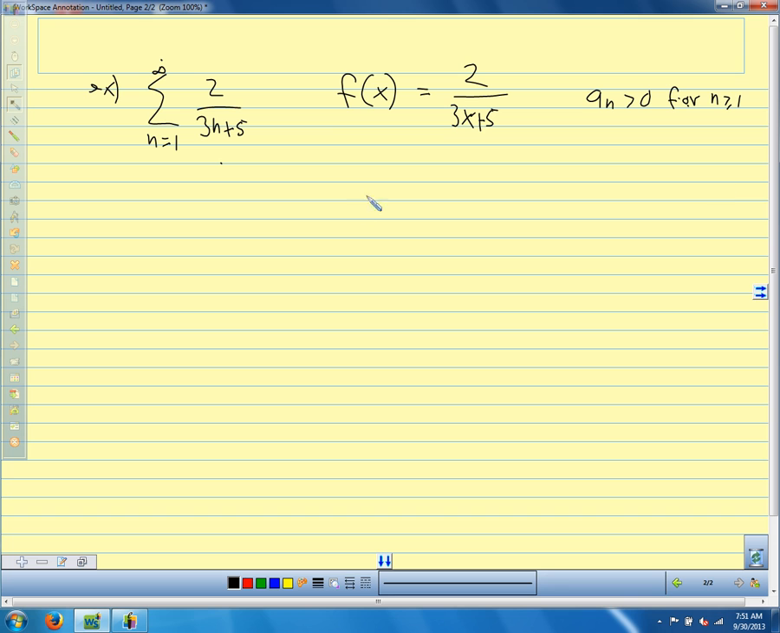This is a continuous function. We don't have any discontinuities because we're saying x is greater than or equal to 1 or n is greater than or equal to 1. How do we make sure that this is a decreasing function? That's the third condition of the integral test, is we need to make sure this is decreasing. What would we do to make sure this is a decreasing function?